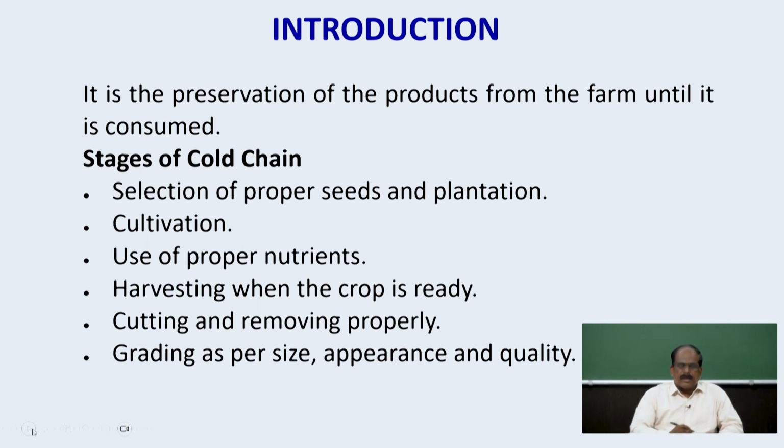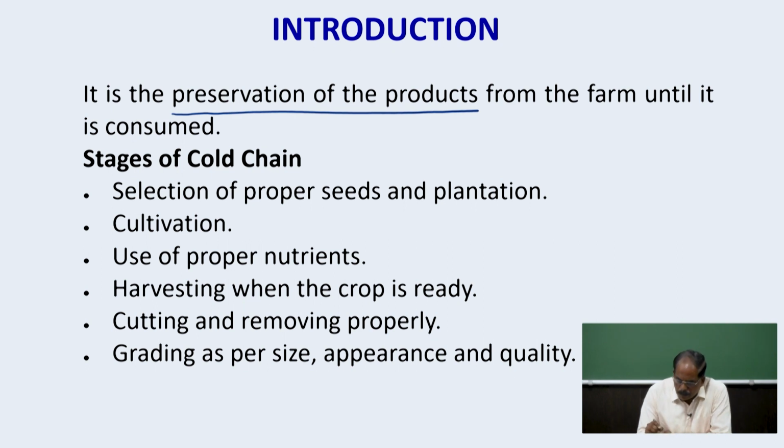Cold chain is the preservation of products from the time they are taken at the period of harvest until they are consumed by the user in the market. Some of the topics in this portion may be a repetition of what we have discussed in the previous lectures. So the preservation of the food products, it could be any product from the farm until it is consumed by the end user. That is what cold chain refers to.